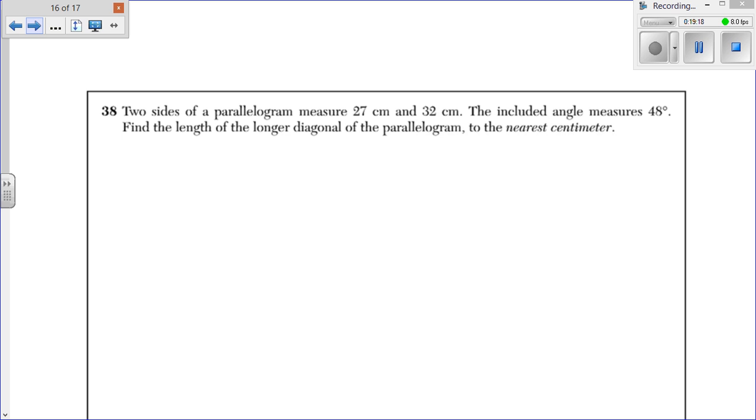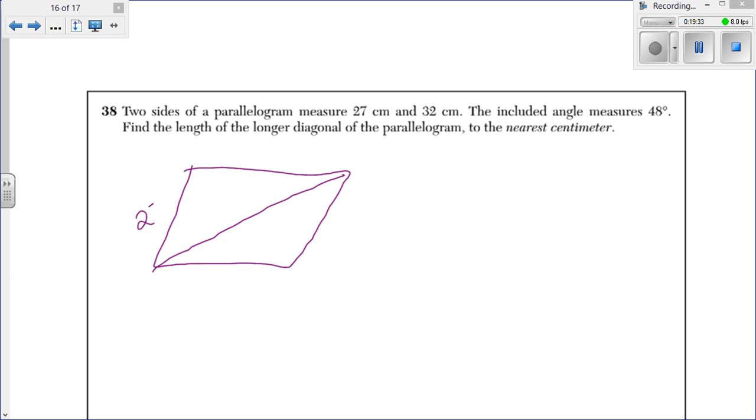Two sides of a parallelogram measure 27 and 32. The included angle measures 48 degrees. Find the length of the longer diagonal of the parallelogram. The longer diagonal is going to be this one. This is 27. This is 32. This is 32. This is 27. The included angle measures 48. That's the 48. So 180 minus the 48 gives me 132. That goes up here.